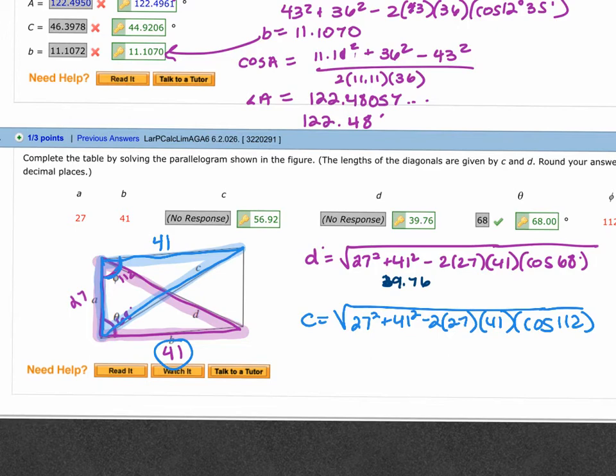So it said the lengths of the diagonals are given by C and D, and that's what it meant. That's the whole diagonal. Which is an important thing because you're going to see it in the quiz review today: if it wanted just part of that, remember that diagonals bisect each other in a parallelogram. So if it wanted just half of that, I'd have to divide it by 2. That's all I need. See what it says there, but C is 56.92.